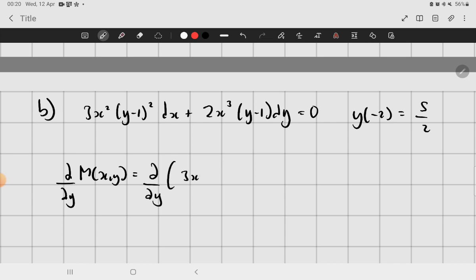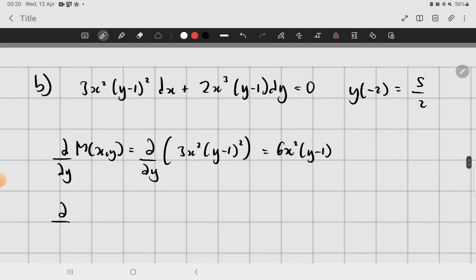So 3x squared (y minus 1) squared. 3x squared we treat as a constant, so we don't need to use the product rule to differentiate. Waste of time. Now by using the power rule for this and then the chain rule as well, you have 6x squared times (y minus 1).